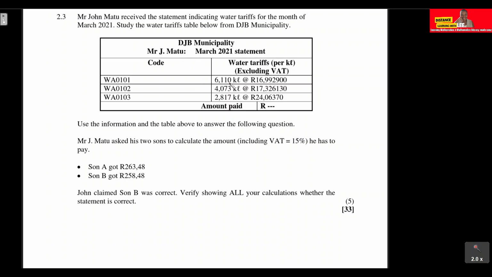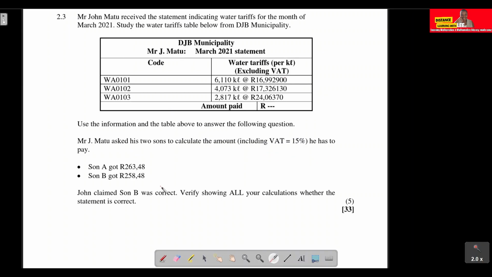Okay, here we are told that this column represents the water tariffs per kiloliter of water that you use. Okay, so in this case, we see that here in the first block, I'm going to call this the first block, Mr. J Matu used 6.110 kiloliters of water, right, and he is basically charged 16 rand and 992900 cents per kiloliter of water that he uses.